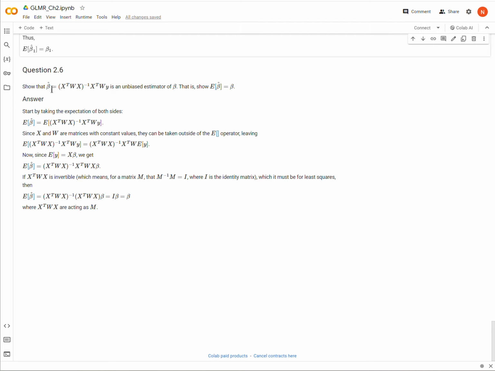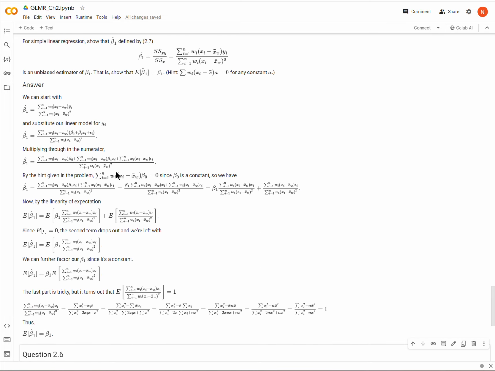So we want to show that in linear regression, now with any arbitrary number of predictor variables, our estimate beta hat, which is given here, is an unbiased estimator of beta. In other words, we want to show that the expected value of beta hat, this guy right here, is equal to beta, the true value of beta. Okay, so you can just see how much shorter this is than all of that.